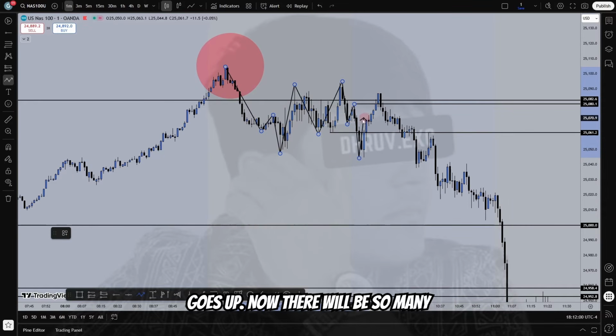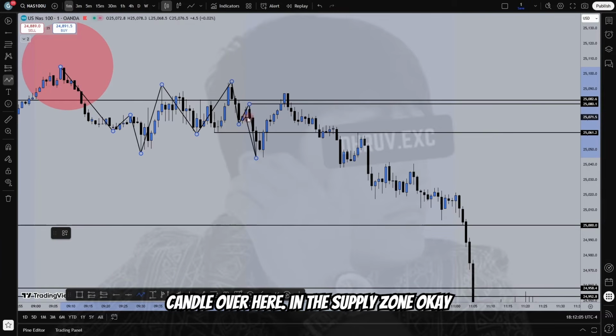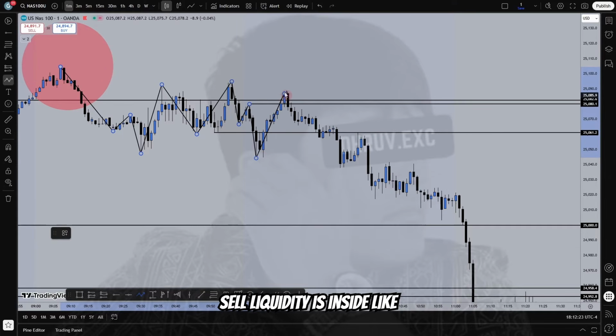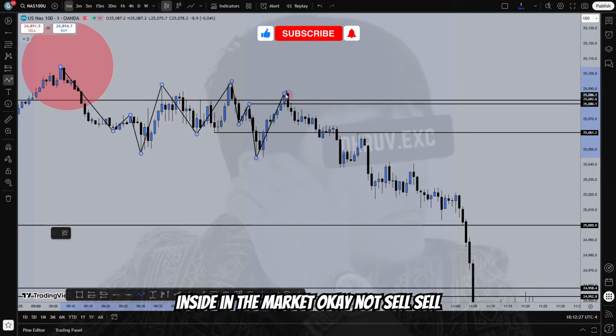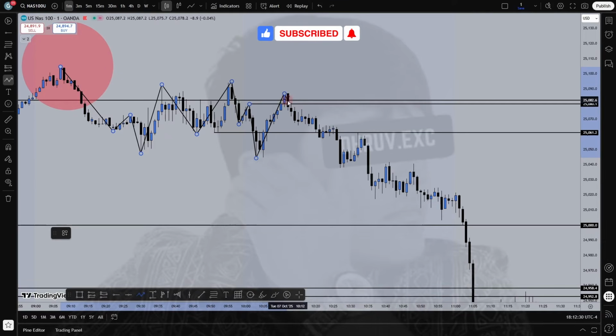Price goes up. Now there will be so many traders who will be taking this candle over here as a supply zone, okay? Or some of them will be doing the break and retest thing over here, and their stop losses will be above this structural high or this structural high, okay? So now they will mark this as a supply zone, but what happens? Price goes up, takes the stop losses one more time, and now the buy side liquidity is taken.